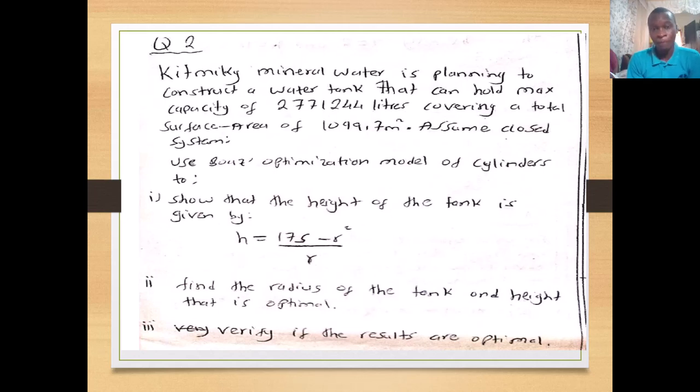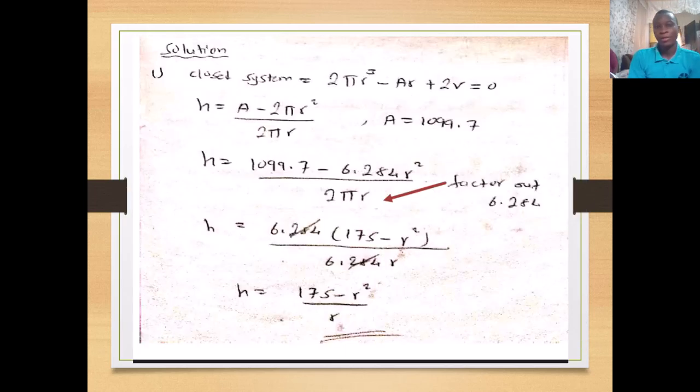It is very simple. In this case, we are not told that this cylinder was the most economical, so we are not going to apply the economical model. We are just going to use Bohr's model to find the radius and the height, I mean the dimensions of this cylindrical tank that Kitmiki Mineral Water wanted to construct. Now let's go ahead and do Roman 1. They have told us to show that h equals (175 minus r squared) over r.